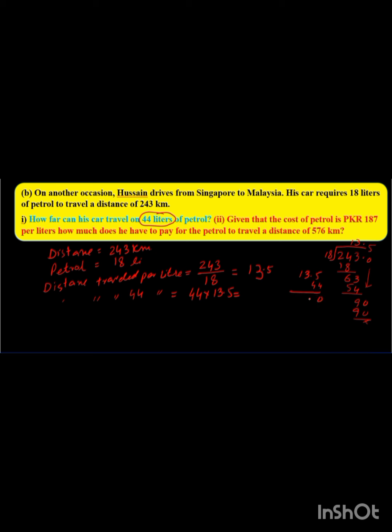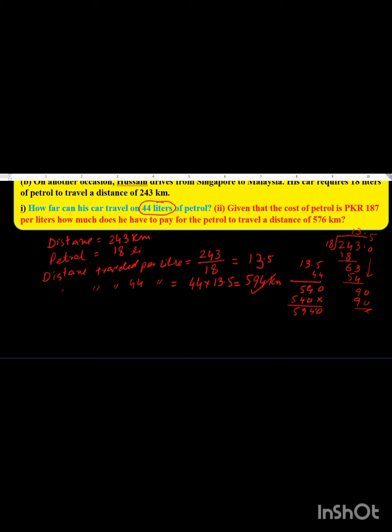So 4 fives are 20, 4 threes are 12, and 2 makes 14, 4 ones are 4, and 40. Again we have to multiply with 4, we will get 5. 40 by adding we will get 594. There is 1 digit after the decimal, so we will get our answer, that is 594 kilometers. Means in 44 liters of petrol he travels a distance of 594 kilometers.